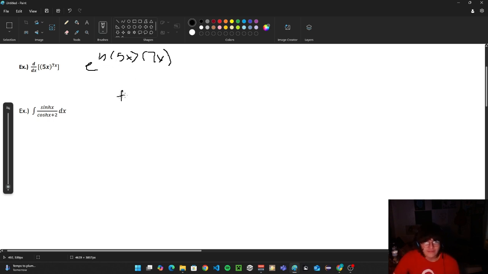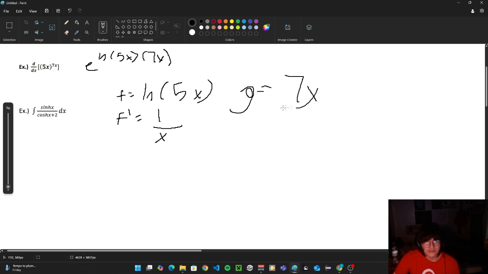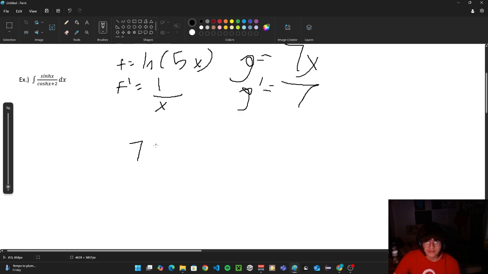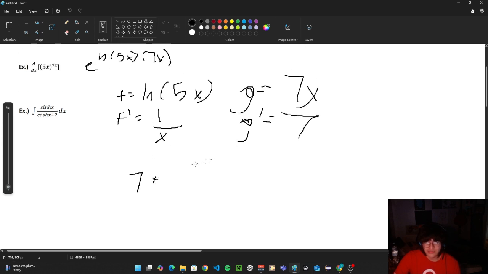So our f would be the natural log of 5x, and then our f prime would just be 1 over x, and then our g would be 7x, and then our g prime would be just 7. So when you do 1 over x times 7x, these x's cancel, leaving us with just 7, and then you do plus g prime 7 times the natural log of 5x.